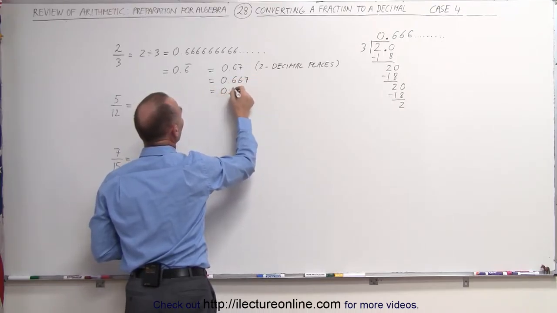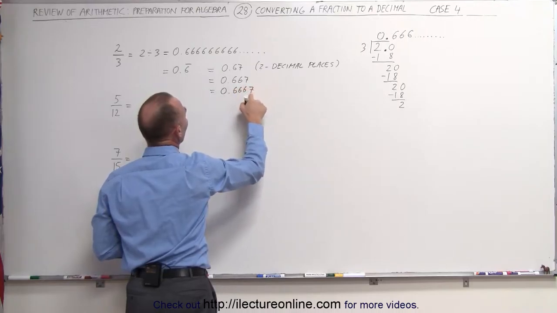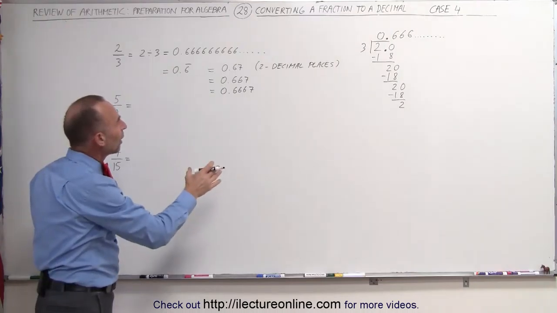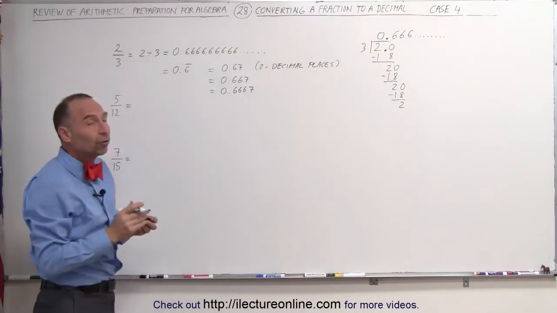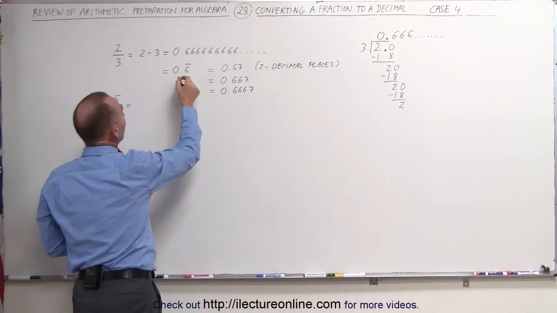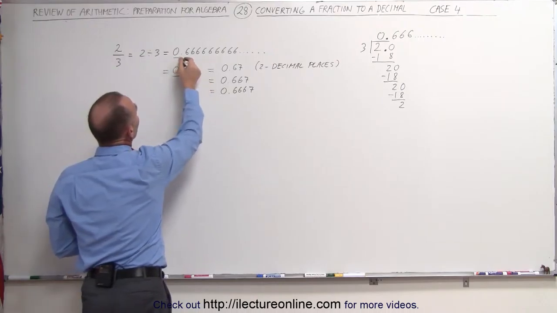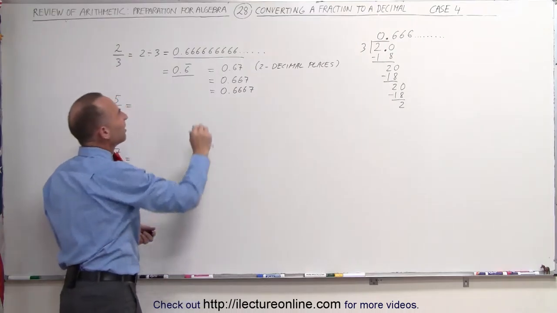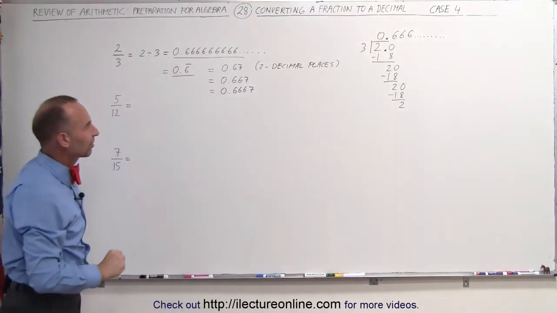Or you can write it as 0.6667 and round the fourth decimal place, or so forth. It all depends how many decimal places you want before you round it off. So there's various ways in which you can write it. This is probably a preferred way, or this can also be a preferred way, indicating that it keeps on going forever. And you probably don't even need to write that many sixes.